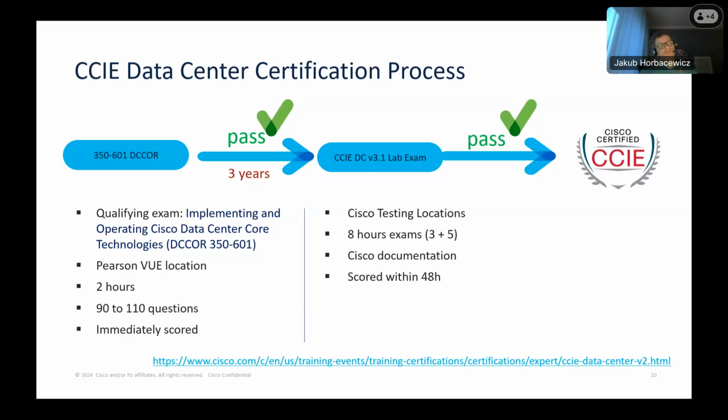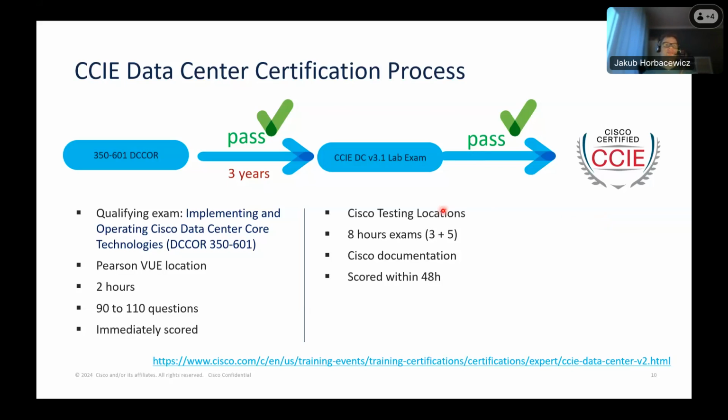Now, what to do next? After you pass the DC Core exam, within 3 years of its validity, you need to take the CCIE Data Center version 3.1 lab exam. This lab exam can be taken at any Cisco global testing location, which includes 8 locations: Brussels, Dubai, Richardson, Bangalore, Beijing, Tokyo, Sydney, and Singapore. And there is no dependency on those locations, meaning that you can take CCIE Data Center in each of these testing centers.